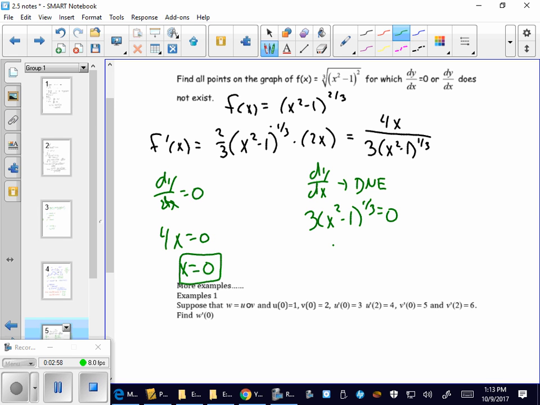So really, it's when x squared minus 1 equals 0, which means that x is going to equal positive or negative 1. You could factor that to x plus 1, x minus 1, and solve it that way. Or you could add 1 to the right side, and taking the square root on both sides gives you x equals plus or minus 1. So there you have it.